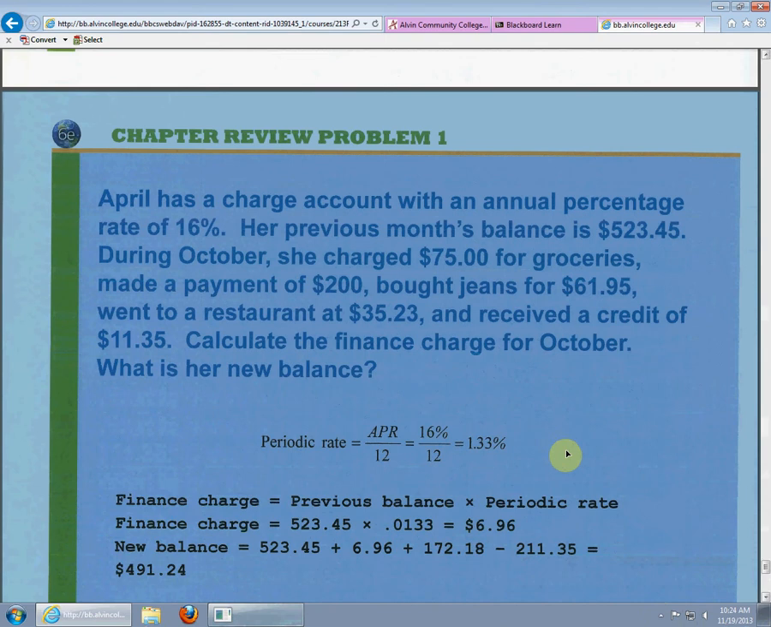Now we can plug into our formula. To get the new balance, we take our previous purchases, and then we add our financial charge. Then we take the purchases, which was $75 for groceries, $61.95 for jeans, $35.23 for restaurant, and then we have a payment of $200 and a credit of $11.35. And so our new balance is $491.24.